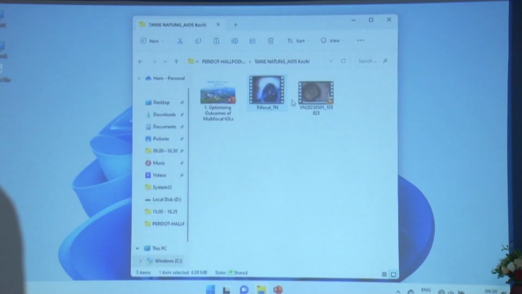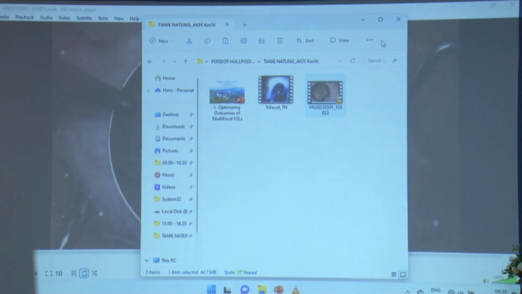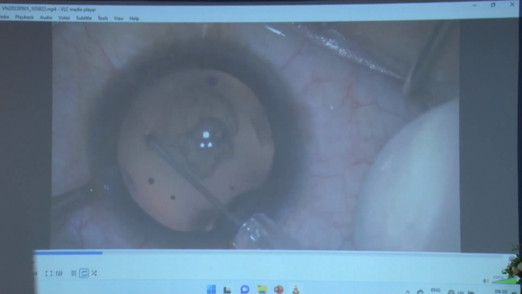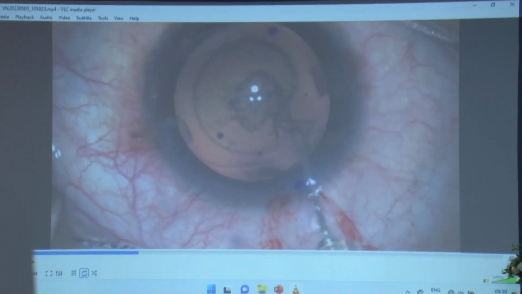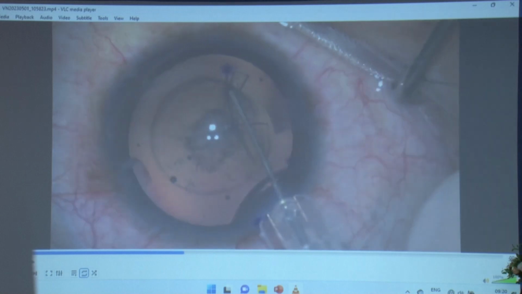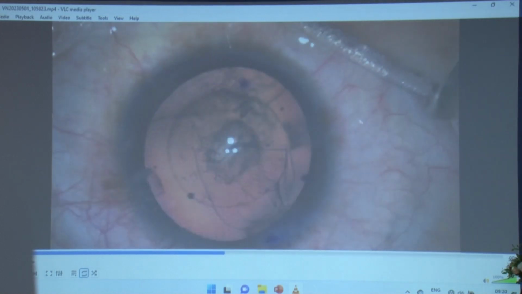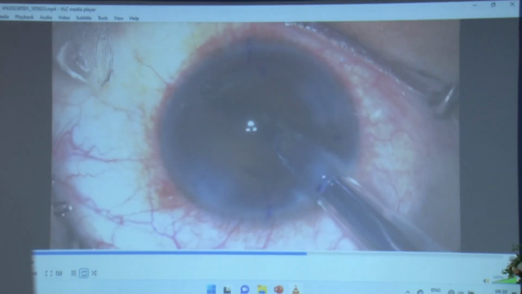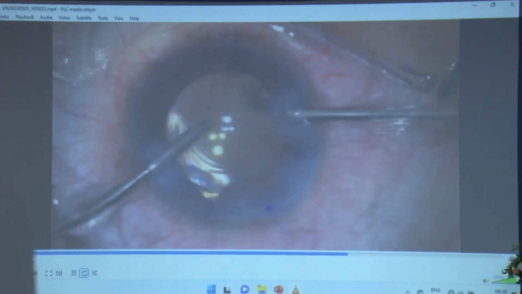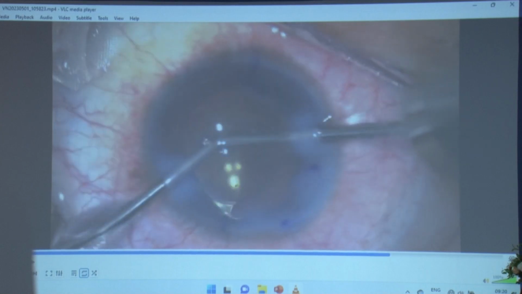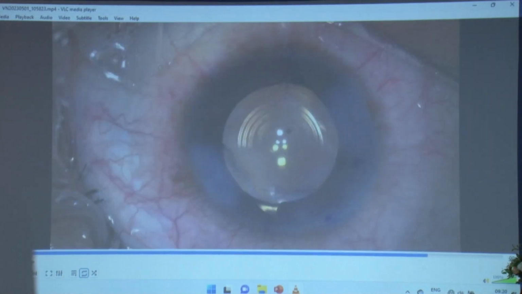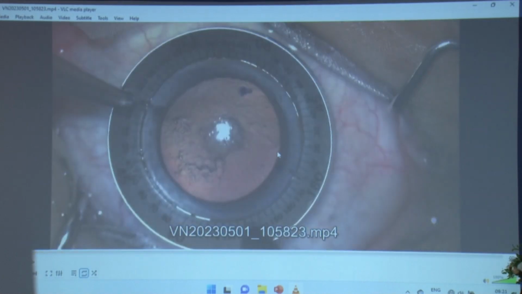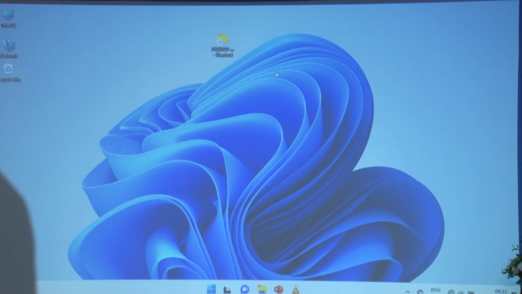Similarly for trifocal toric IOL, initial markings are done, and then rhexis, as I said, should be very circular and well centered as far as possible. Axis markings are done, and after good phacoemulsification, we put the toric IOL and remove all the viscoelastics and make sure that the IOL is well centered.